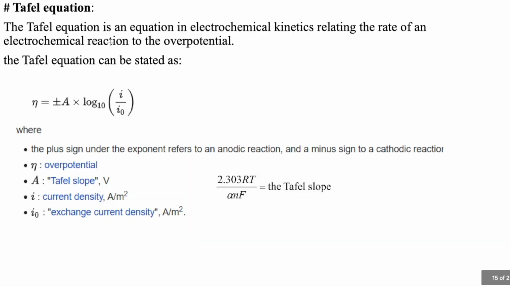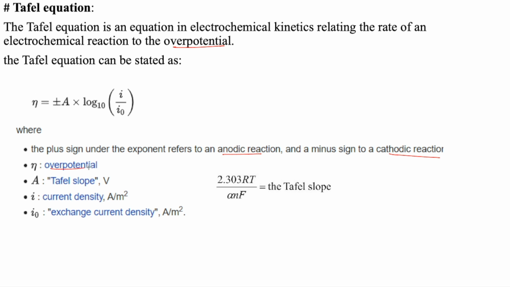Next, let's talk about Tafel equation. The Tafel equation is the equation in the electrochemical kinetics relating the rate of the electrochemical reaction to the over potential. Now in the Tafel equation it can be stated as eta is equals to plus minus A into log base 10 I upon I naught. What are these over here? The plus sign refers to an anodic reaction, and the minus sign to the cathodic reaction. So remember, it is reverse here. For anodic reaction it is plus sign, whereas for the cathodic reaction it is minus sign.